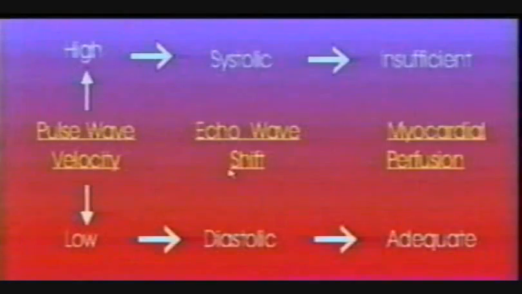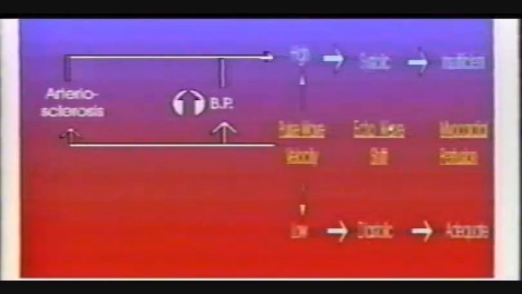This summarizes the links between the cause and effect of the systolic shift of the echo wave. The cause is an increase in pulse wave velocity, and the result is insufficient myocardial perfusion. But what can cause this increase in pulse wave velocity?